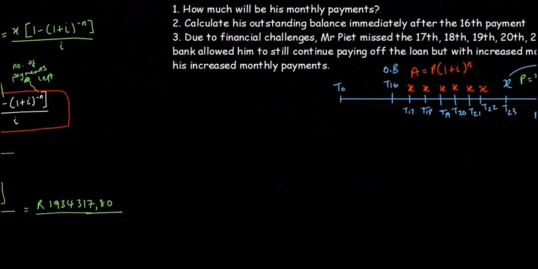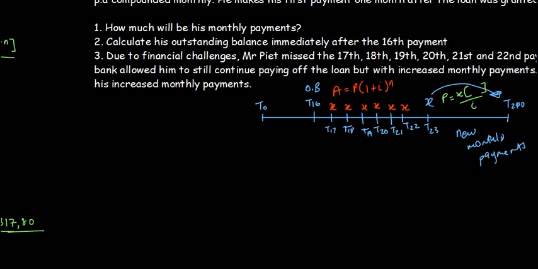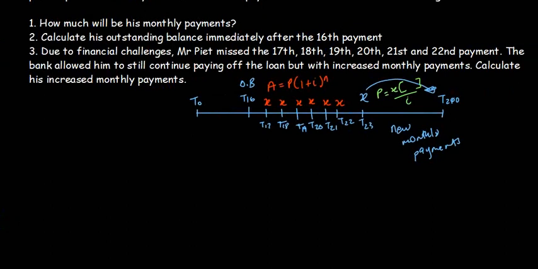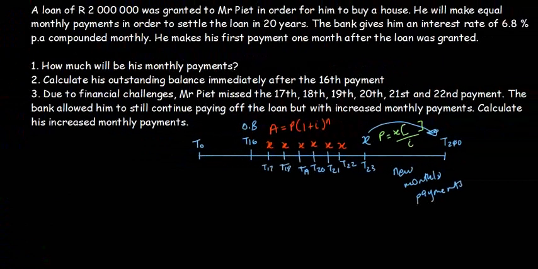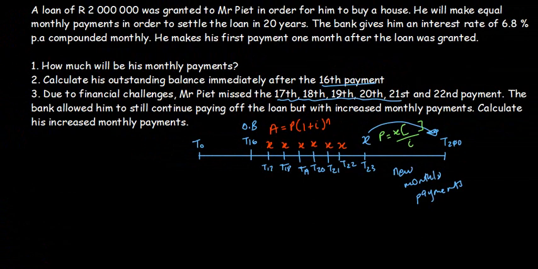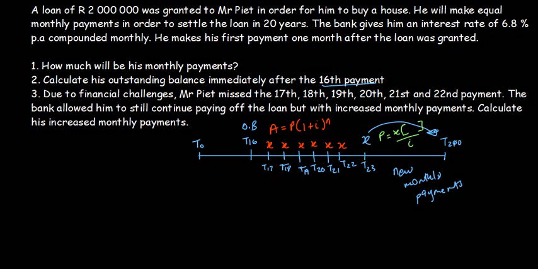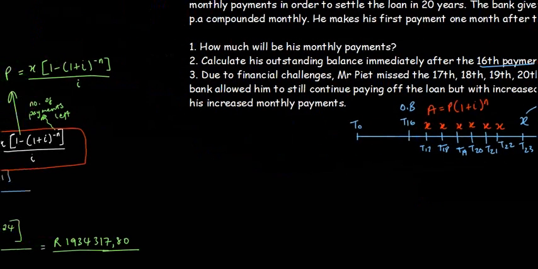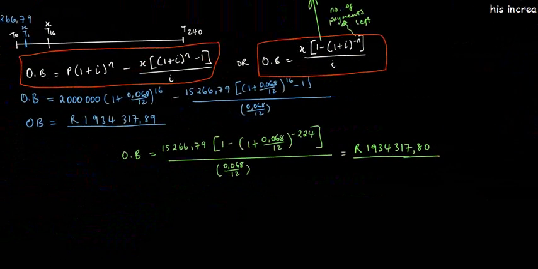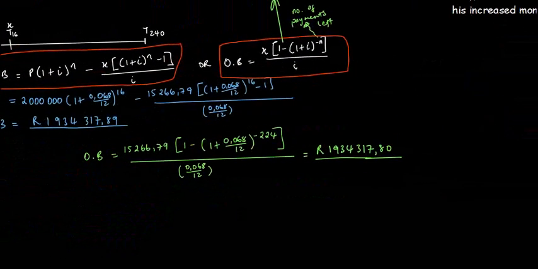That's right. So now we already have the outstanding balance here. What is the outstanding balance? Remember, we calculated it from the previous question that said calculate the outstanding balance after the 16th payment. After calculating that outstanding balance, the next payments are the ones he's going to miss. You must check those questions. It's always the next payment. So the outstanding balance was, I'm going to take this one, 1,934 and something.